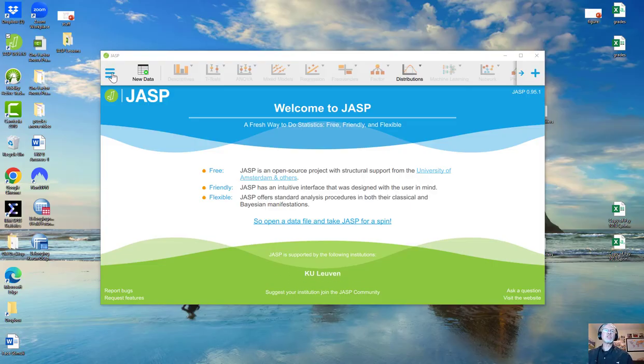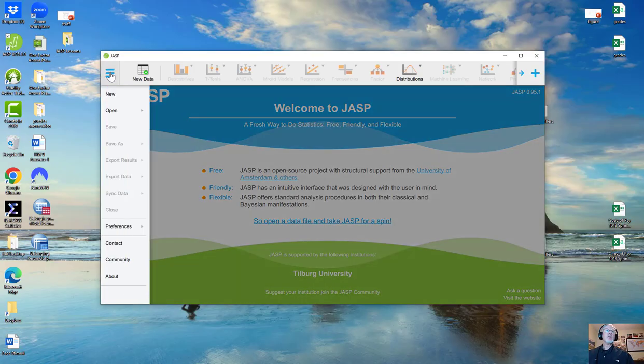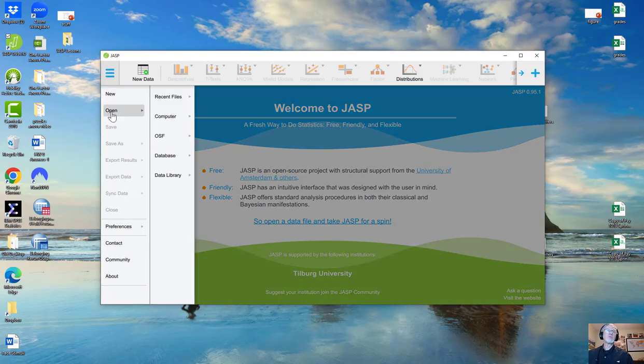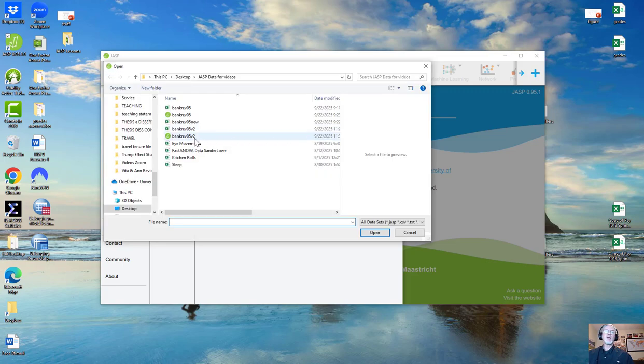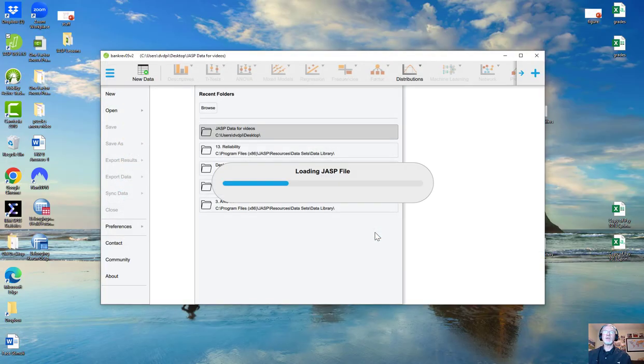So let's get started. I'm going to go to my three bars, open, go to computer, go to JASP data for videos. And previously we were working on this data set called Bank Rev 05. I have a second one created here that's basically a duplicate of where I left off from lesson 10. So I'm going to go ahead and open that.